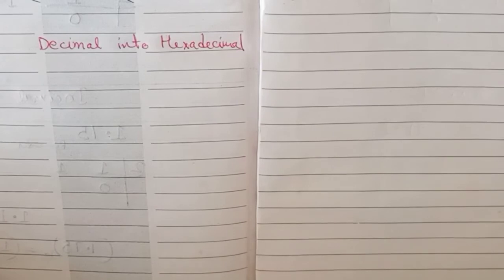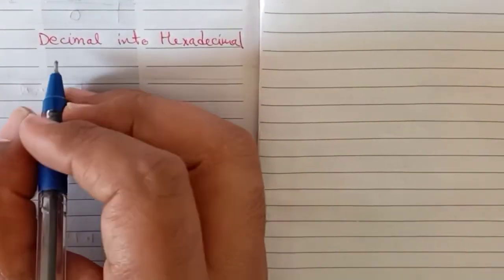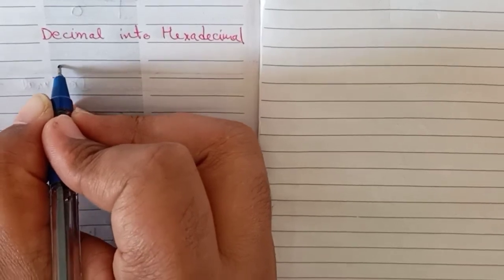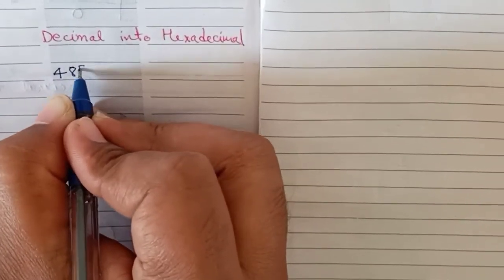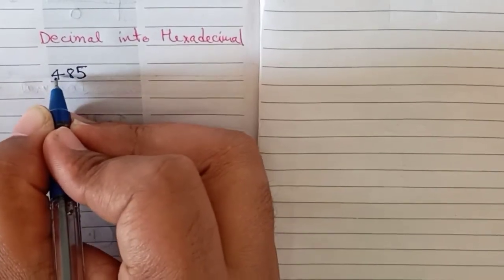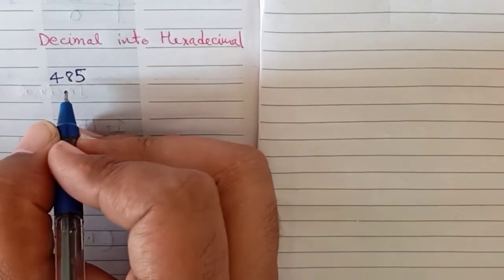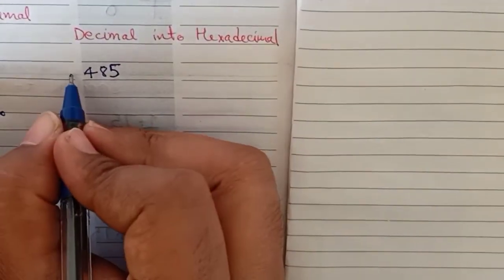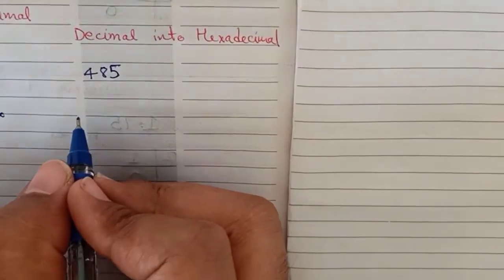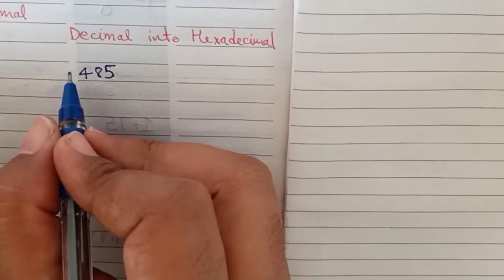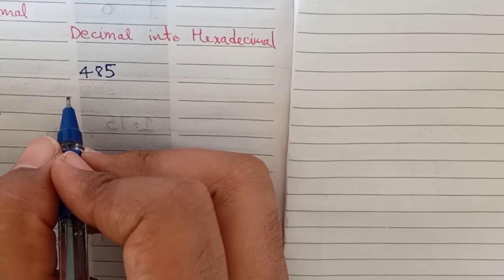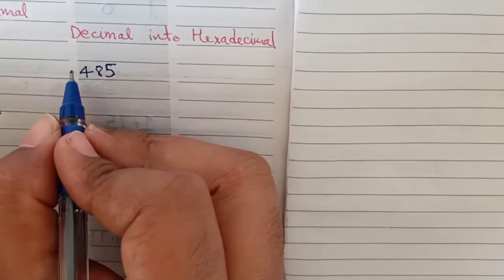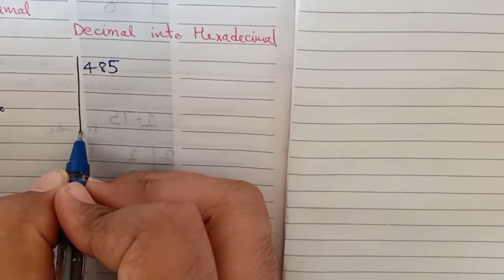Okay, so let us take an example of decimal into hexadecimal. Let us take the value 485, our favorite value, and convert it into hexadecimal. How can we do it? Just like we converted decimal into octal by repeated division, and also decimal into binary by repeated division, similarly we will do the repeated division or sequential division.